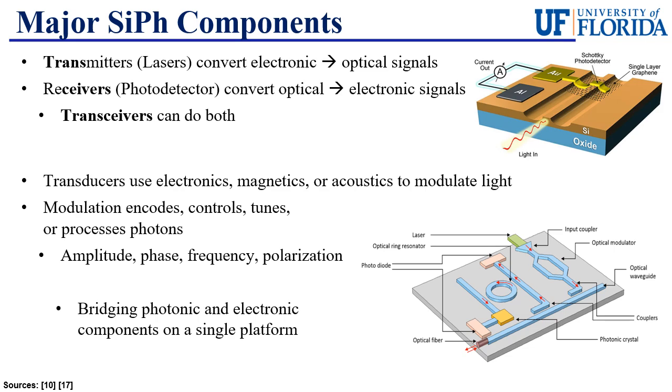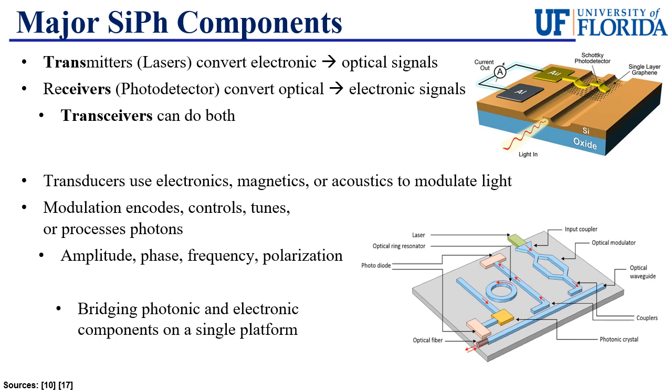Continuing on with major components, we have transmitters and receivers. Now, transmitters are essentially lasers or photogenerators that have the ability to convert electronic signals to optical signals. Receivers are the opposite. They are photodetectors that have a very similar structure but convert optical signals back to electronic signals. Now, transceivers are components that have the ability to both transmit photons as well as receive them.